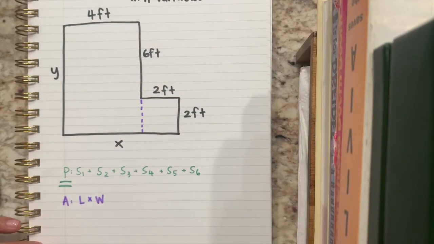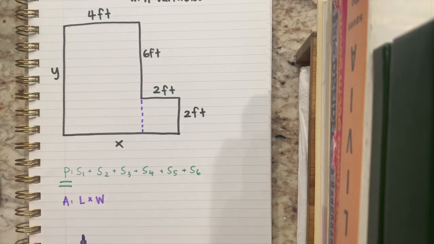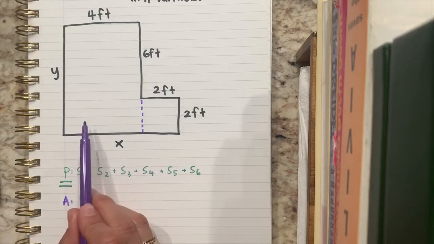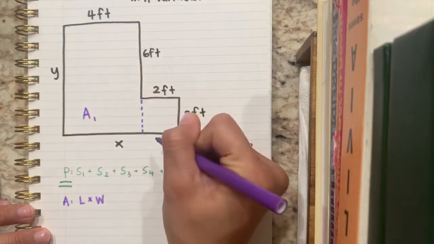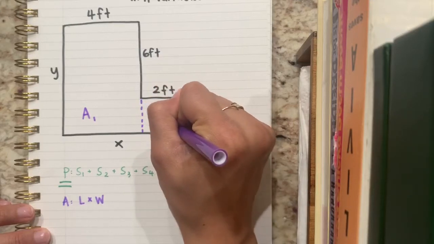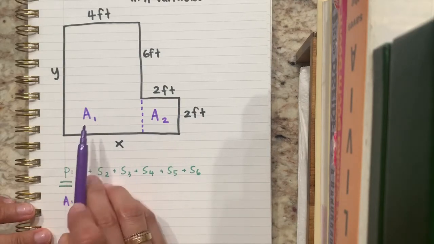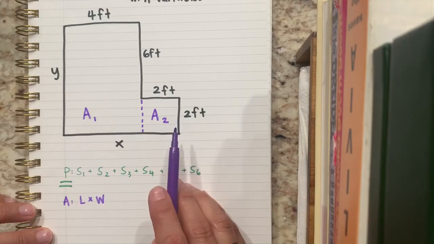So notice I have now split my odd shape into 2 common shapes, right? We have one common shape here, and we have one common shape here. I'm going to call this area 1 and area 2. So we're going to have to figure out area 1 and then figure out area 2.